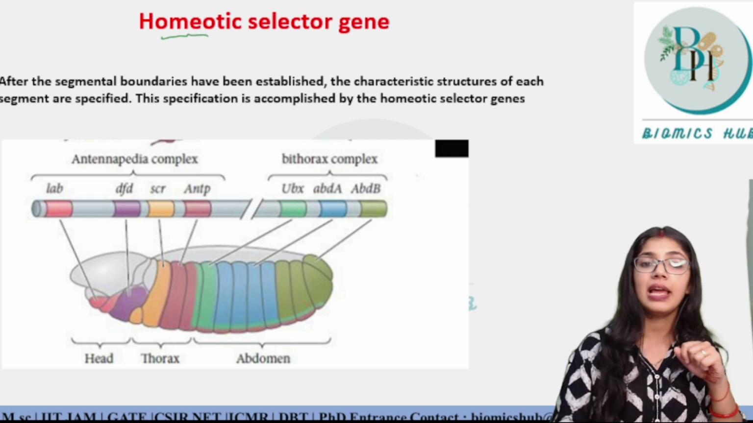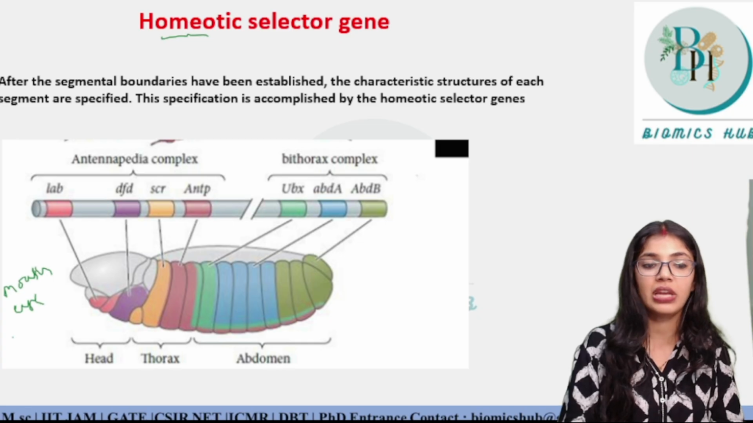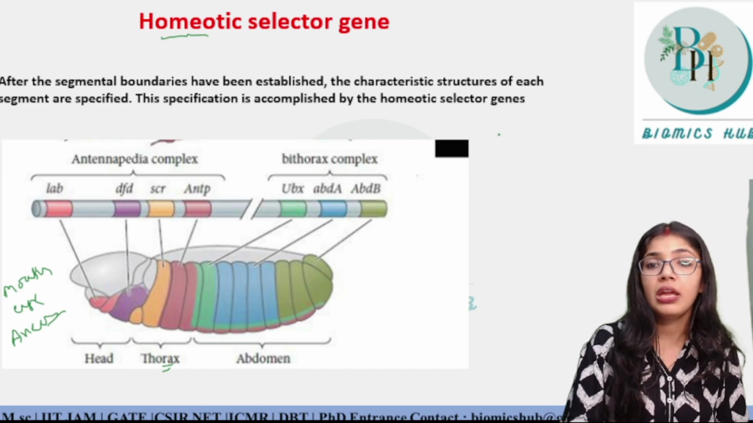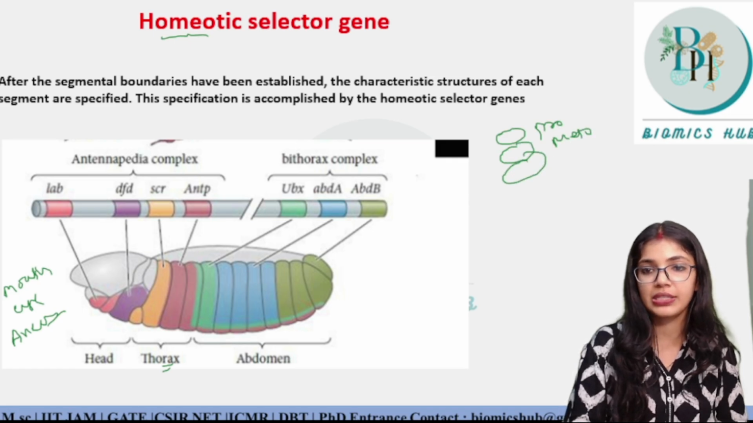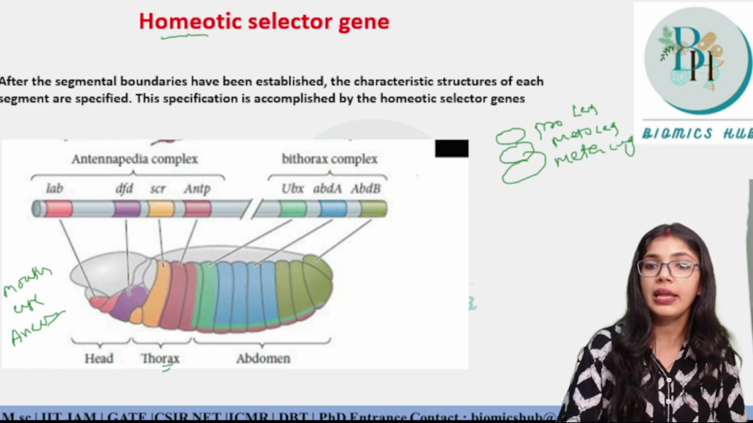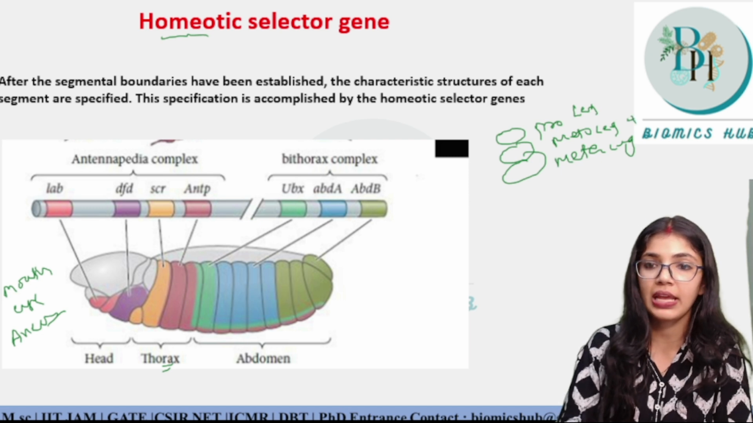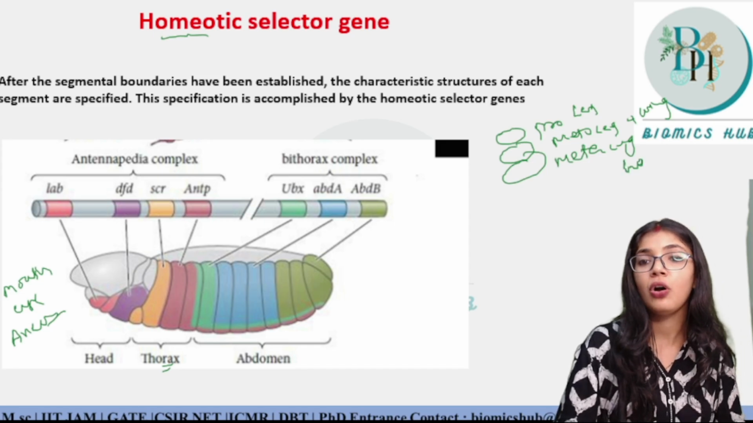So what are these factors? In the head region, there can be a mouth, eyes, as well as antenna. Similarly, in the thorax region, there are three thoracic segments. The first is the prothorax, the second is the mesothorax, and the third is the metathorax. In each thorax, there is one pair of legs. In addition, in the mesothorax there is one pair of wings, and in the metathorax there is one pair of halters.